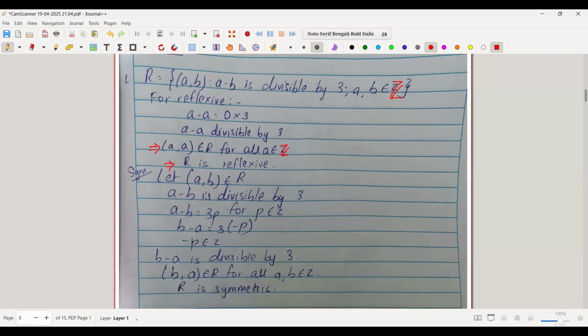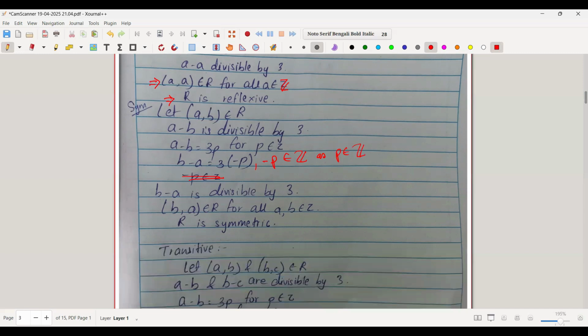Symmetric. a minus b is divisible by 3. a minus b equal to 3p, p belongs to Z. b minus a equal to 3 into minus p. Write it here: minus p belongs to Z as p belongs to Z. b minus a is divisible by 3 and (b, a) belongs to R for all (a, b) belongs to Z. R is symmetric.